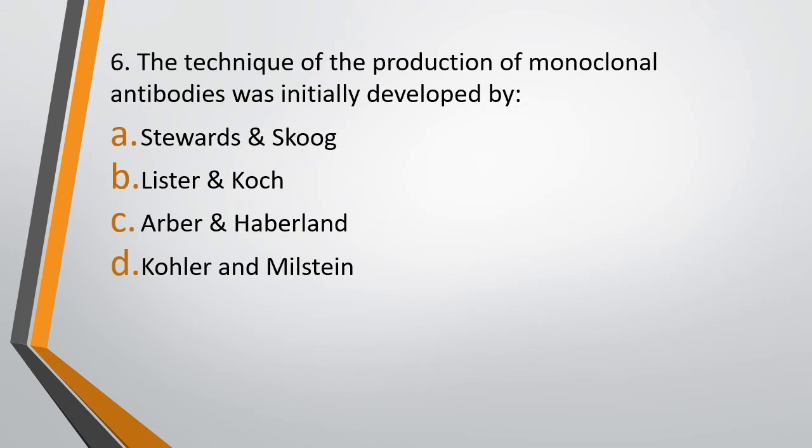Question 6. Technique for production of monoclonal antibodies was initially developed by option A, Stewards Skoog, option B, Lister and Koch, option C, Arber and Haberland, option D, Kohler and Milstein. The correct answer is option D, that is Kohler and Milstein. This technique of production of monoclonal antibodies is also known as hybridoma technology.